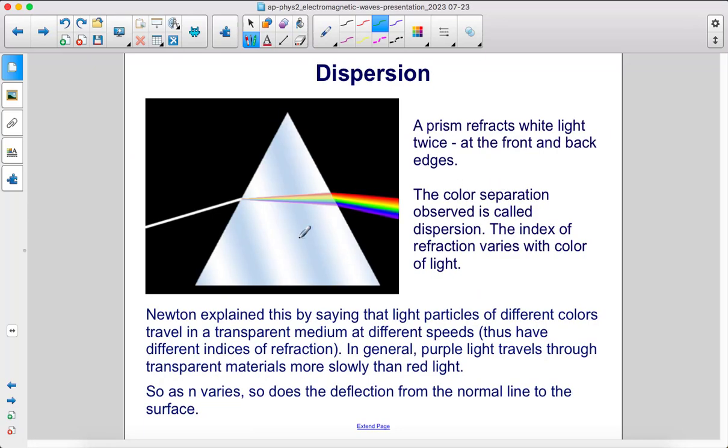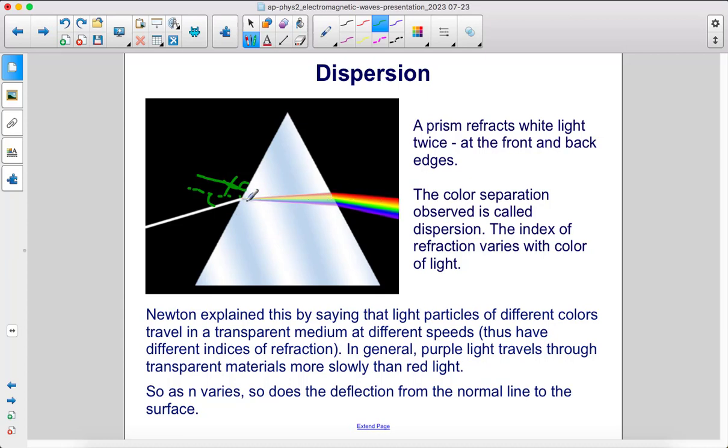A prism refracts white light twice, at the front and back edges. Unless the light were coming in at this angle, see, 90 degrees to the interface, then it wouldn't refract at all. But as long as there is the normal line and an angle of incidence that is not straight into the interface, then it will have a refraction. The color separation observed is called dispersion.